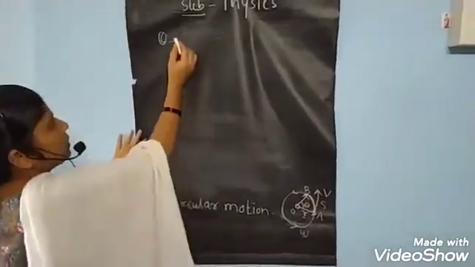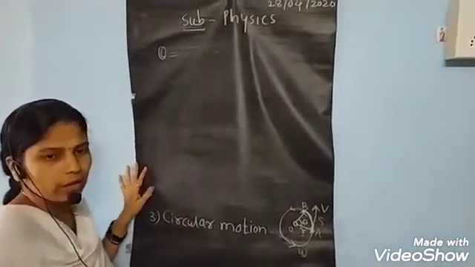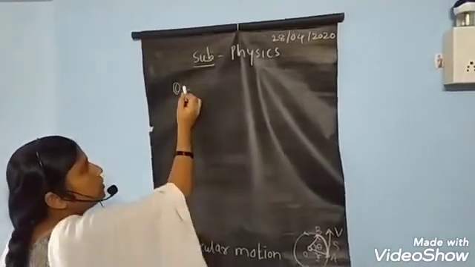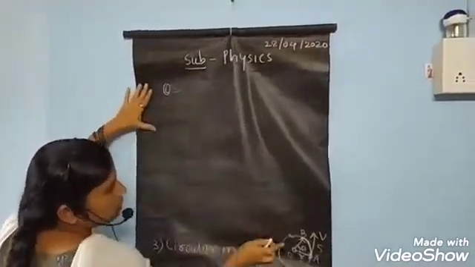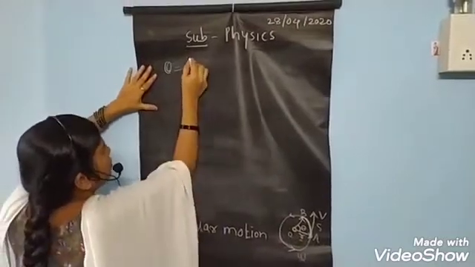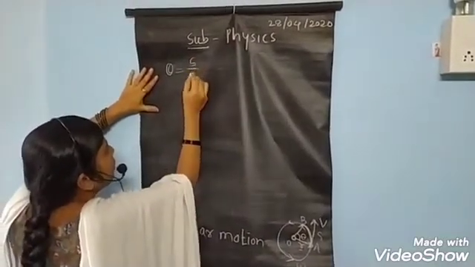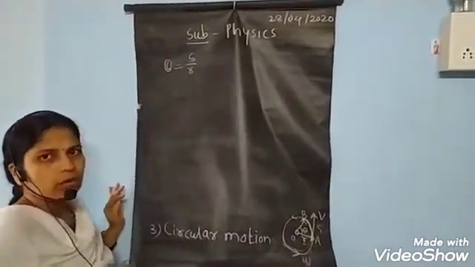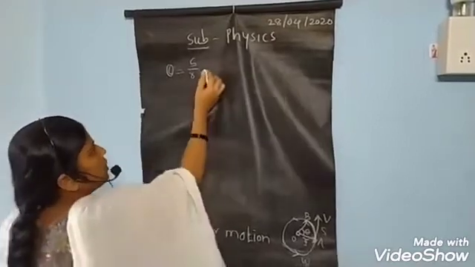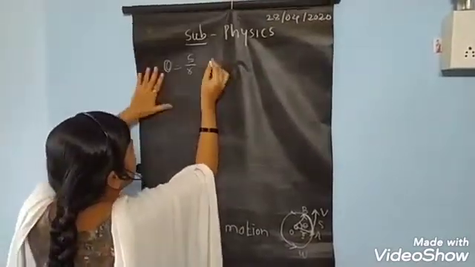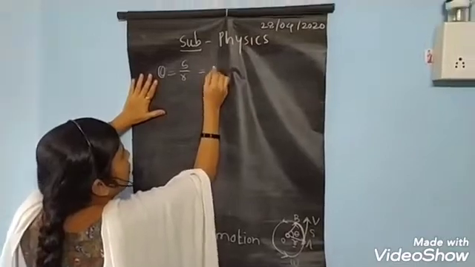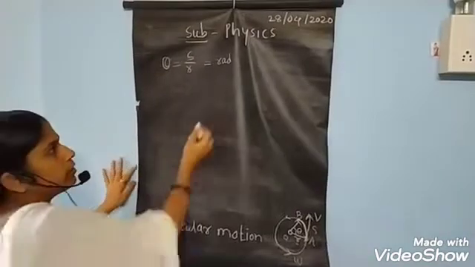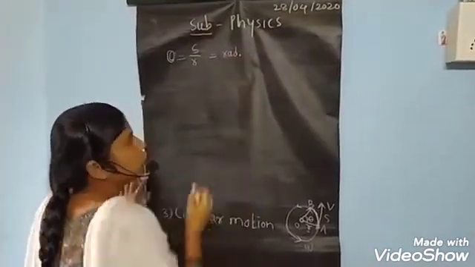We know the basic formula for an angle: the angle is given by arc length upon radius. So theta is equal to arc length upon radius. With arc length S and radius R, we get theta is equal to S upon R. Angular displacement has the unit radian, and this is in circular motion.